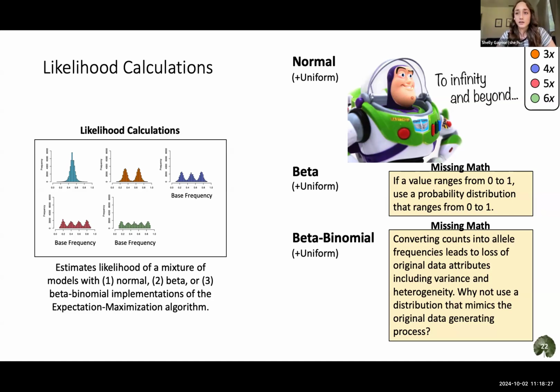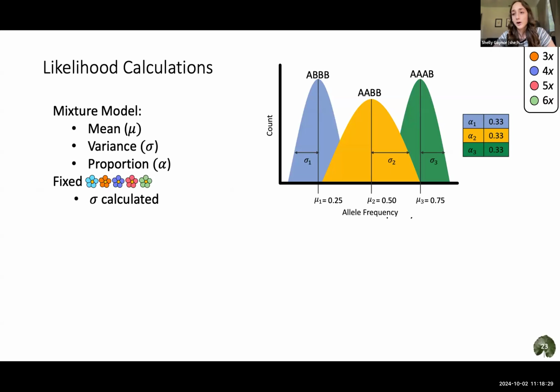Okay, but wait, there's even more. So with a mixture model, each part of your mixture has a mean, a variance, and a proportion. You can see this here with our tetraploid, where you have your 0.25, your 0.5, your 0.75 for your 3 types of heterozygotes, but you also have an assigned proportion and variance. Now, in NQUIRE, to calculate the likelihood of a diploid, triploid, tetraploid, and so on, you calculate only the variance. You keep the mean and the proportion as a set value, as you'd expect.